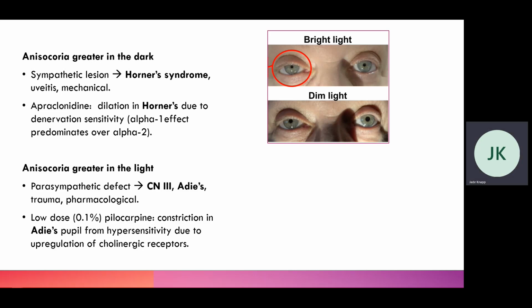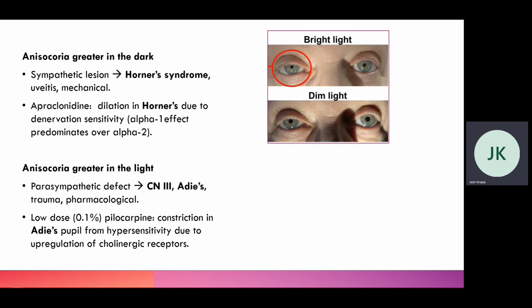Anisocoria greater in the dark. Okay, so this is the big pupil that's abnormal. Third cranial nerve palsy we've talked about. The test here is pilocarpine, which is a pupil constrictor. Normally we use pilocarpine 1%, but here if you put in pilocarpine 0.1%, which doesn't normally do anything, in an Adie's pupil you get constriction, again from hypersensitivity, okay? So for Horner syndrome, it's apraclonidine. For Adie's tonic pupil, when you've ruled out third nerve palsy, then it's diluted pilocarpine, okay?